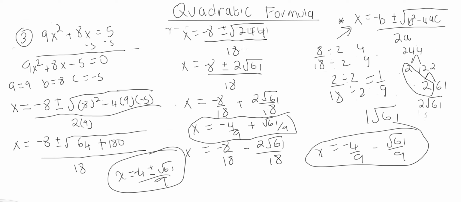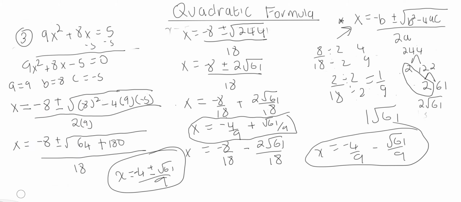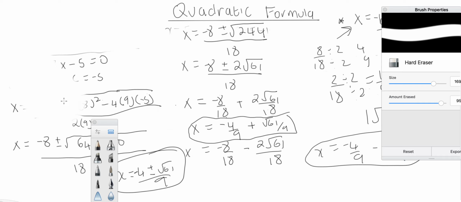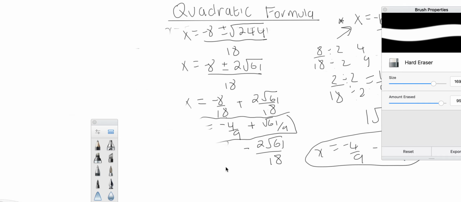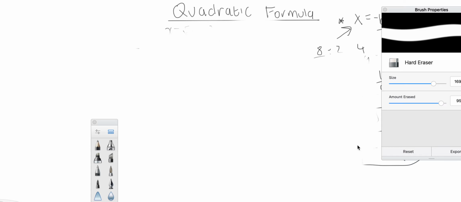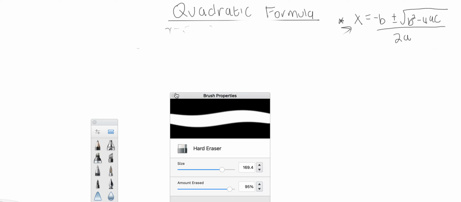All right, let's do one more example. Get my little eraser here. But the concept of solving these is the same. You just need to first put your equation in standard form, and then you would go from there.